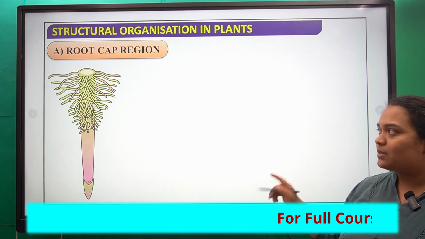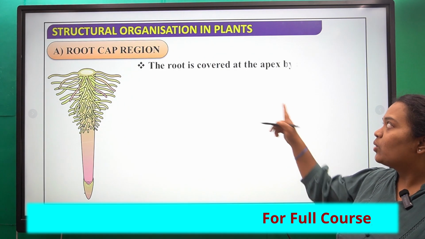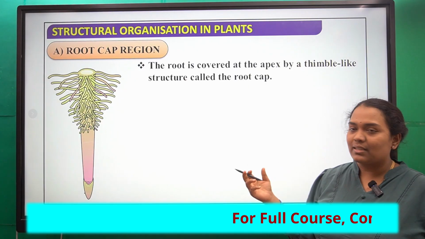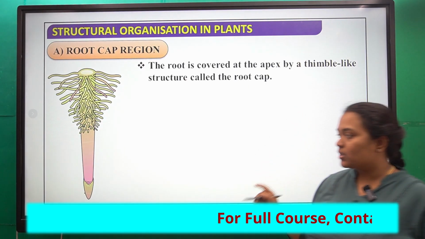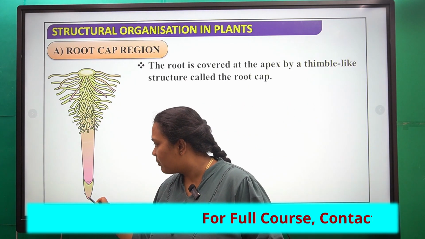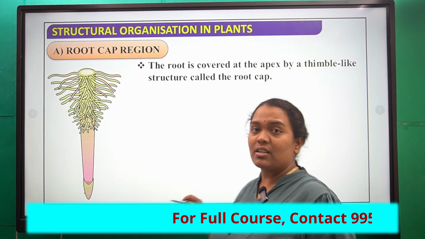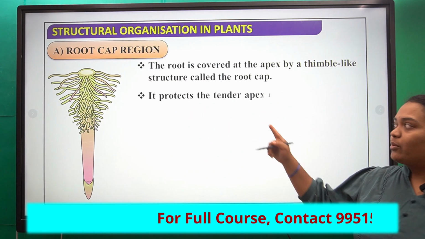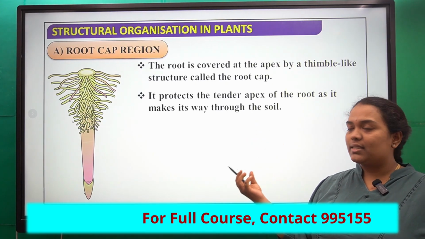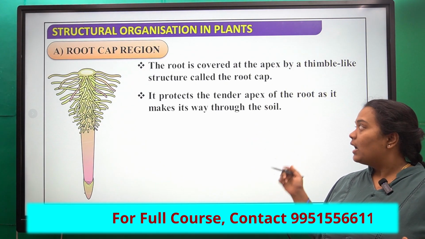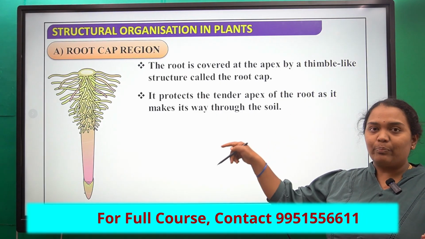When you see this picture, you will come to know the root is covered at the apex by a thimble-like, that means cup-shaped, structure called the root cap. So here you can see the tip. This has a structure which is differentiated, right? That structure is called the root cap and it protects the tender. What is the cap doing? It is protecting the tender and sensitive tip and is helping the tip to move.